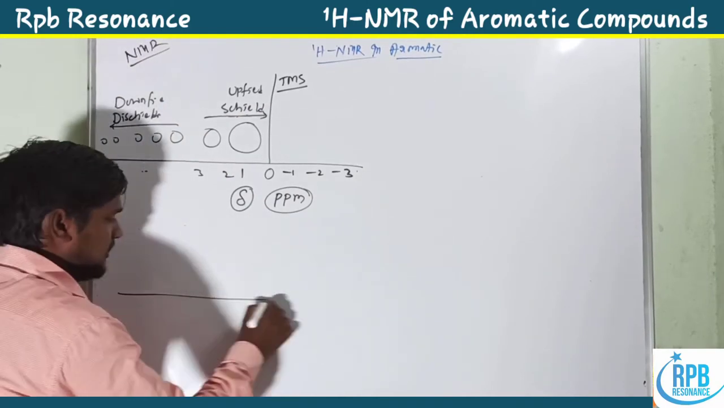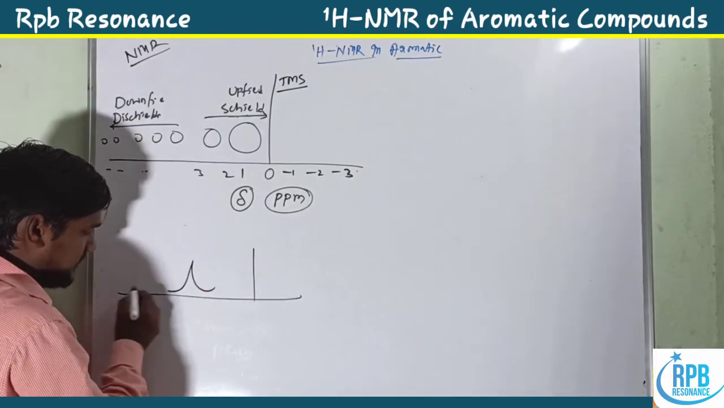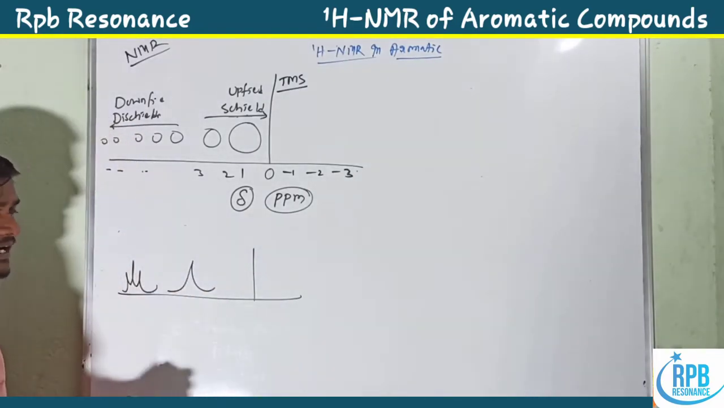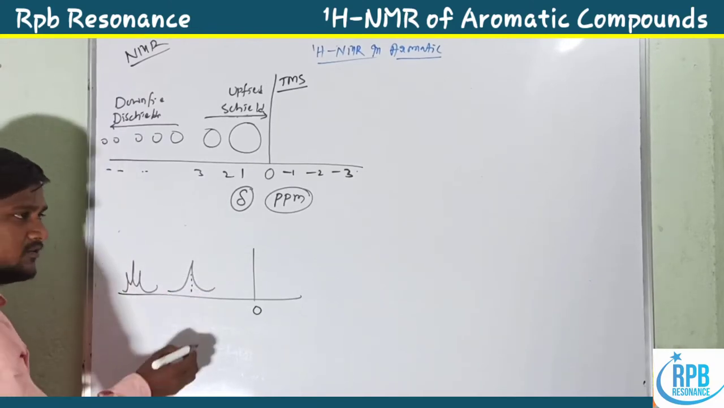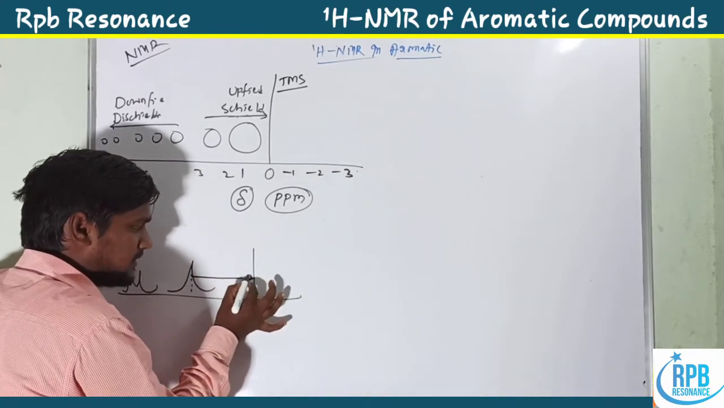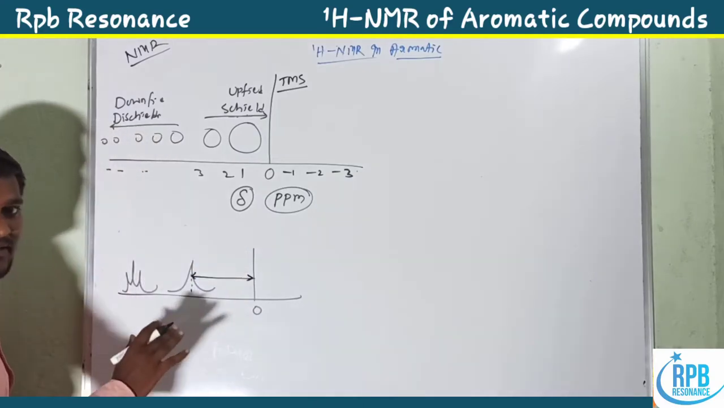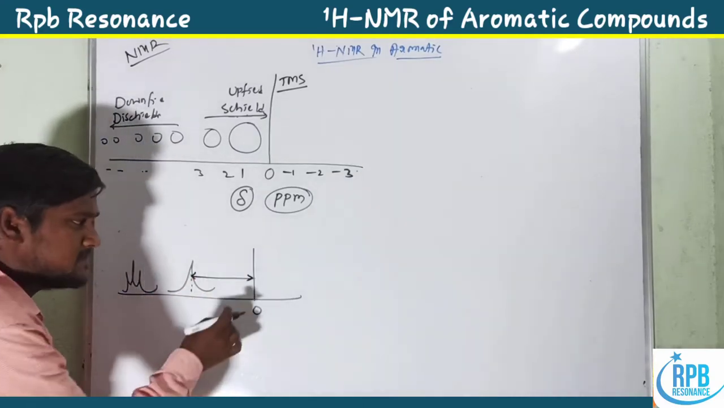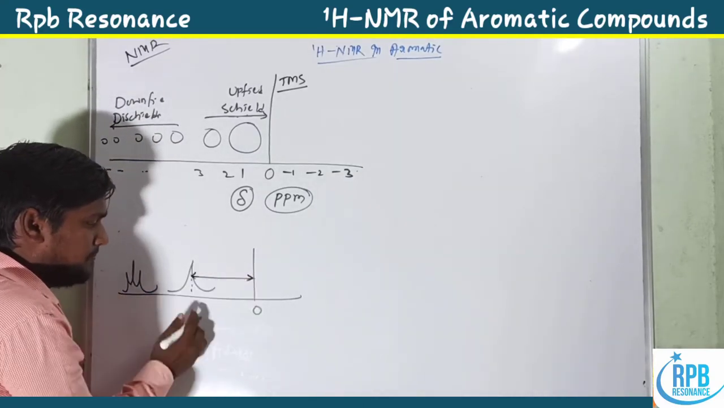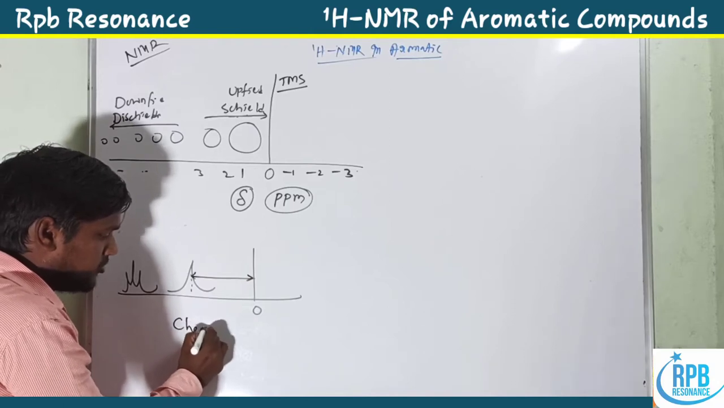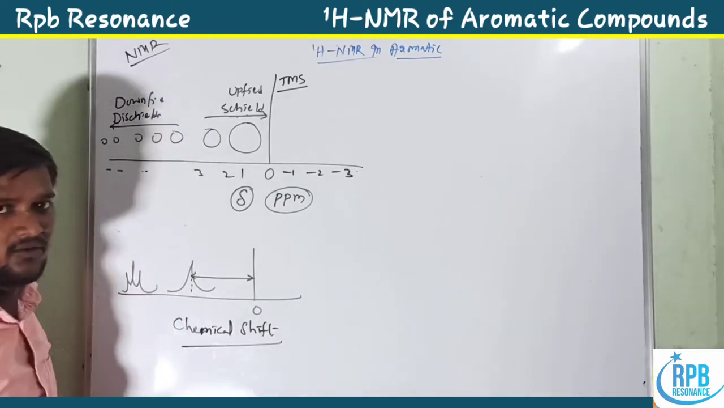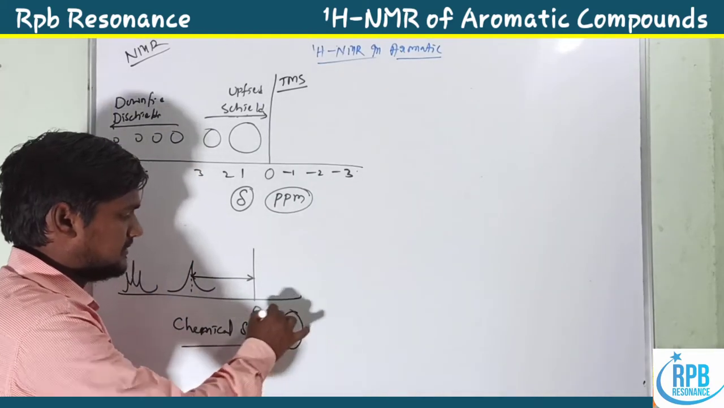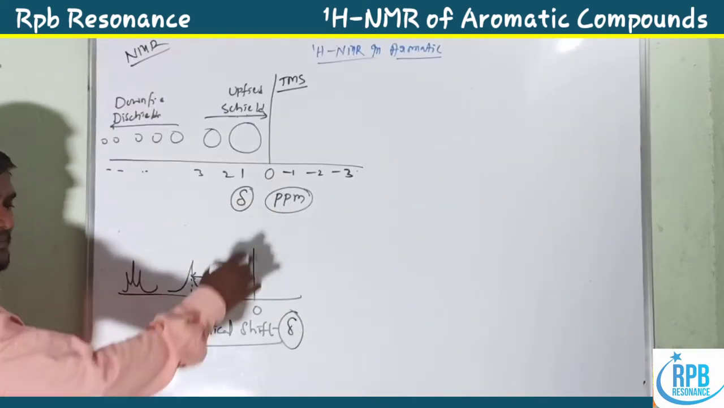Now here is the spectrum, and it will show this many signals. Here is the zero TMS value, and here is some signal. The distance between the TMS reference compound and our sample peak is called the chemical shift. It is denoted by delta, and the units are parts per million.